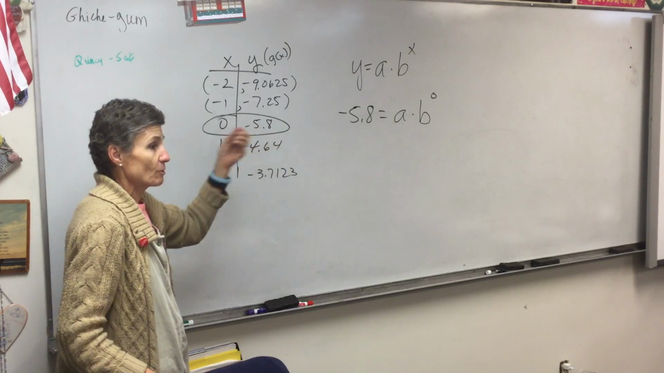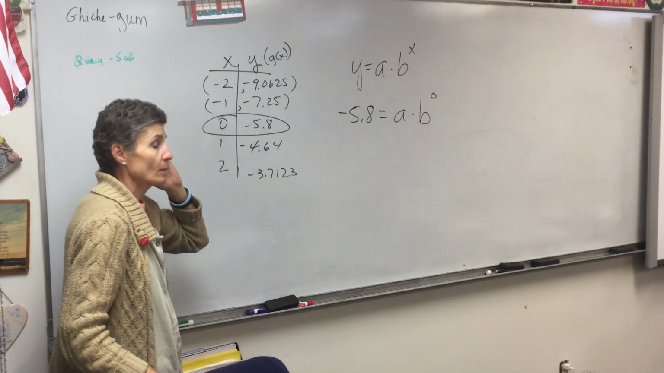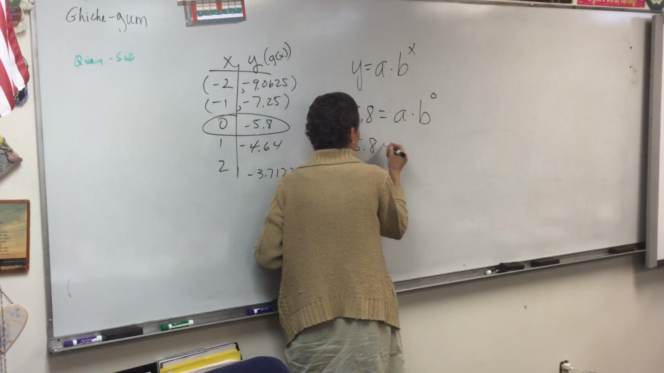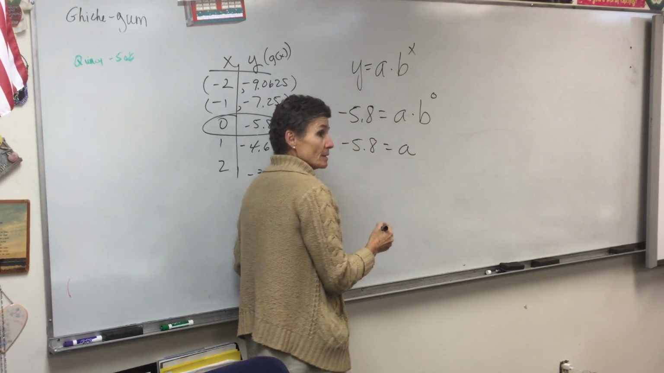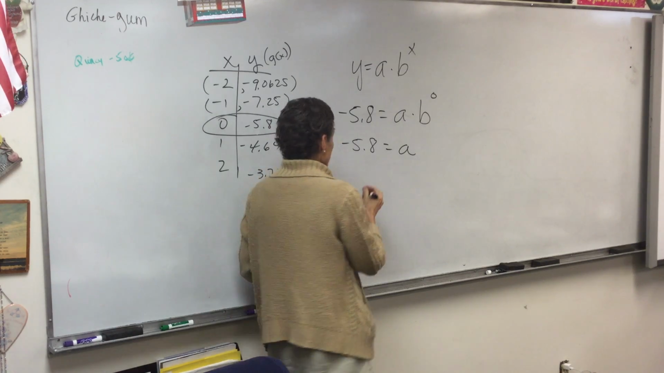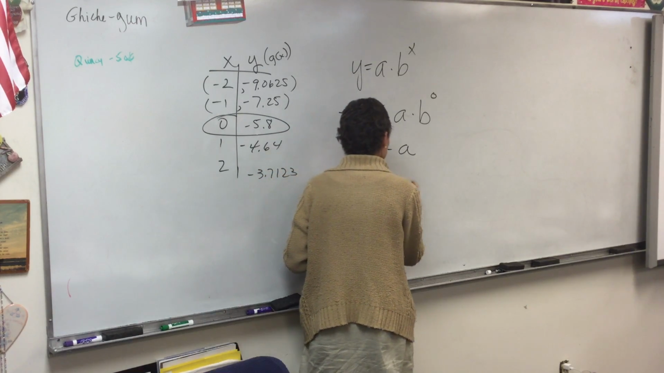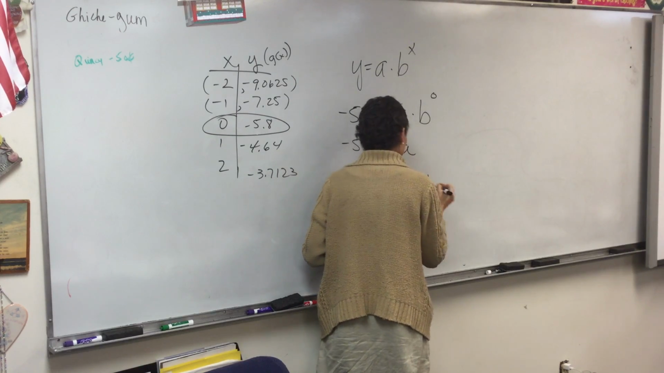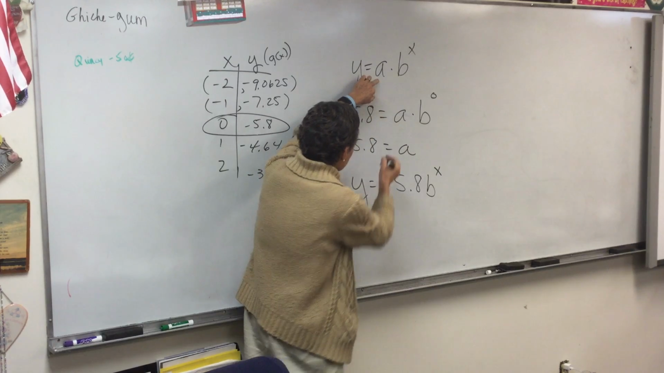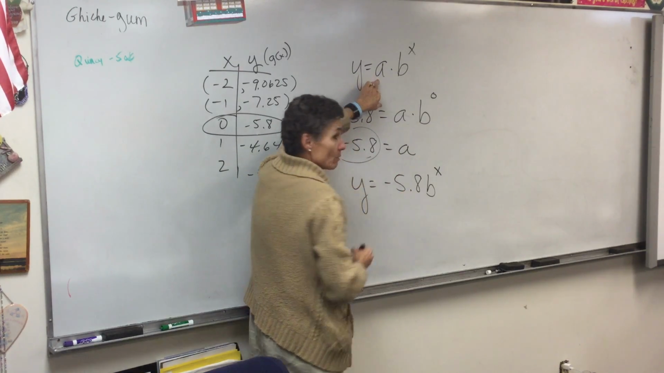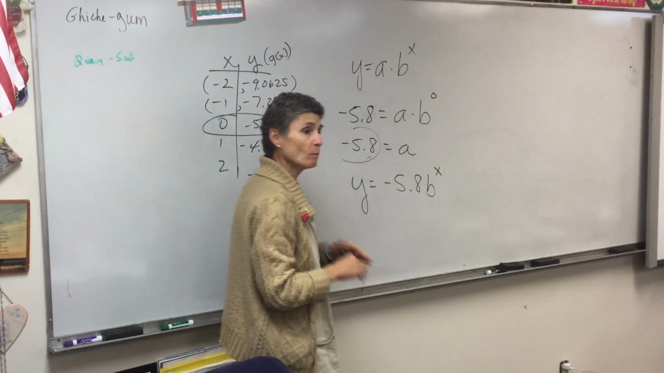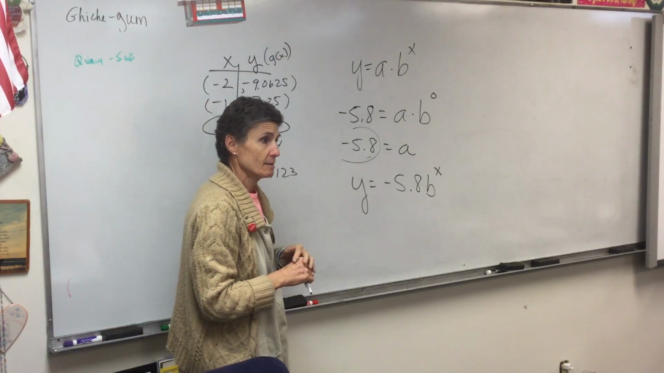All right, now what happens here? What's B to the zero? 1. So that's like just gone. So does -5.8 equal A? And remember, we call that the initial value. So now our equation is y equals -5.8 B to the X, because we know A is -5.8. We figured that out. Now, do you remember what we did next the other day?